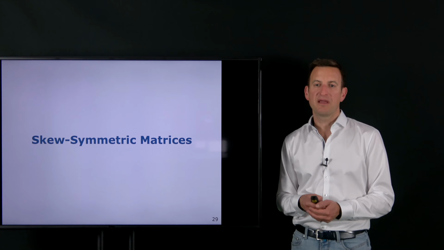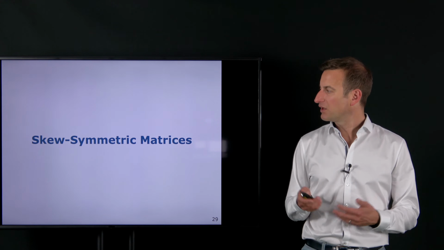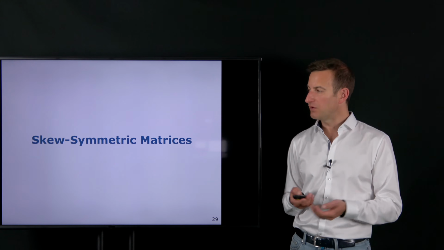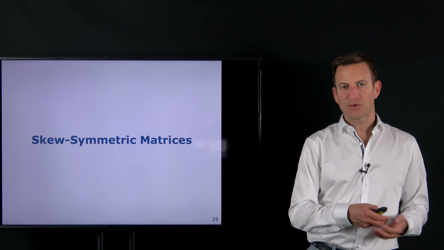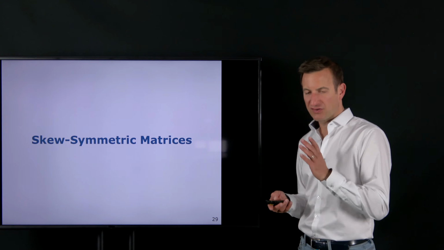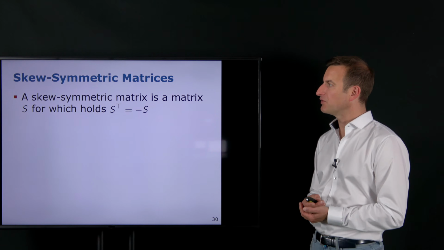The next thing I want to briefly look into are skew-symmetric matrices. They are actually quite useful tools, especially in R3, in the Euclidean space, because they allow us to express a cross product of two vectors with a matrix vector multiplication. This actually becomes quite handy from time to time.